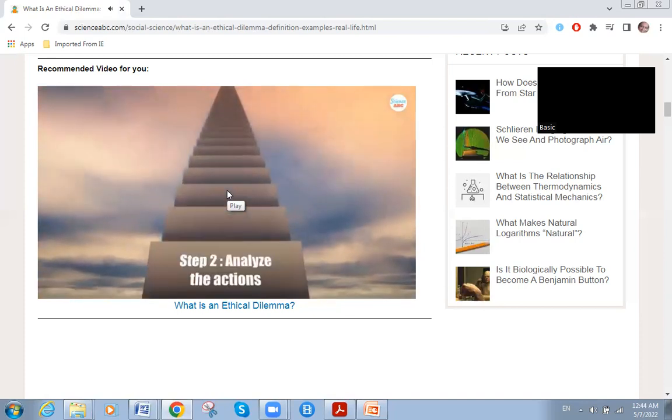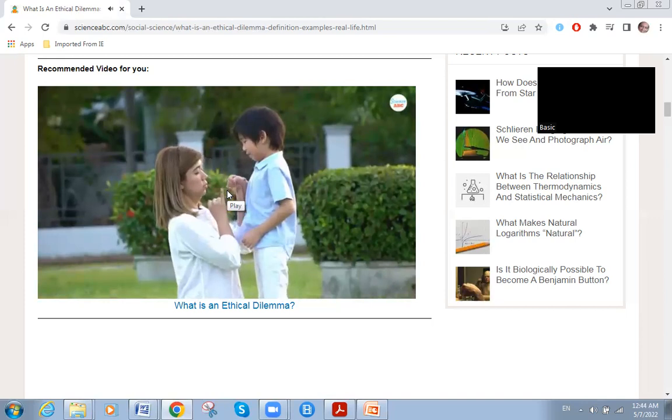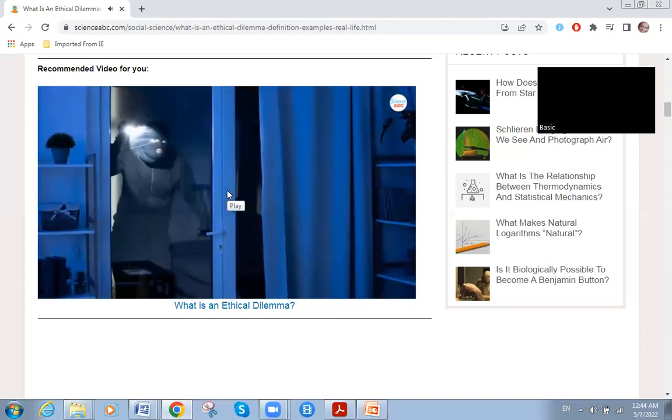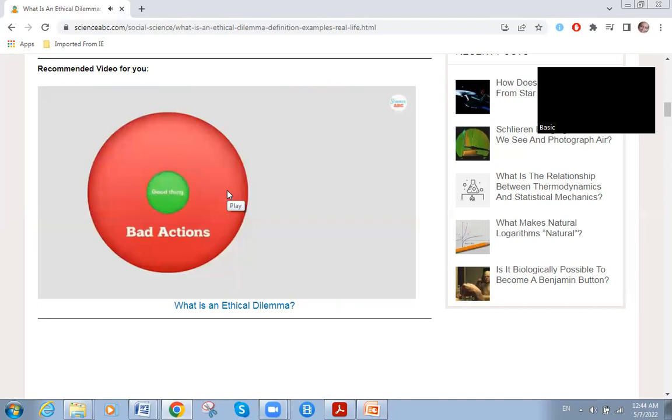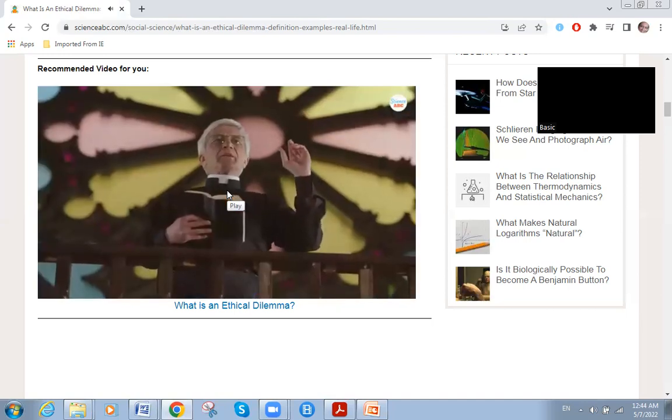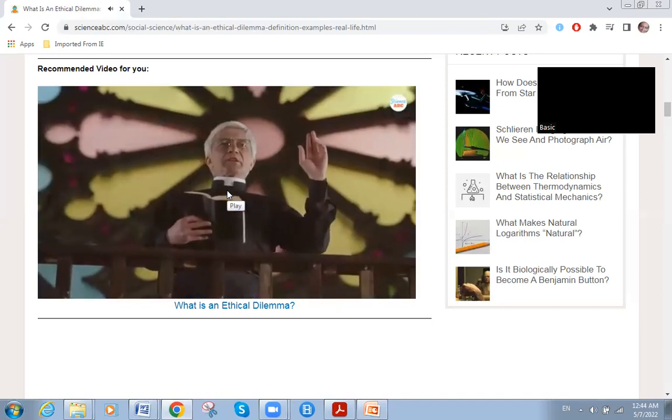Step 2. Analyze the actions. Some actions are inherently good, such as keeping promises, while others are bad, such as theft. Even if good things come from bad actions, the action will never truly be right. Consider this possible conflict before making a hard ethical choice.